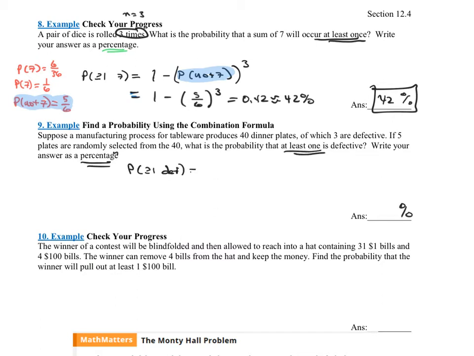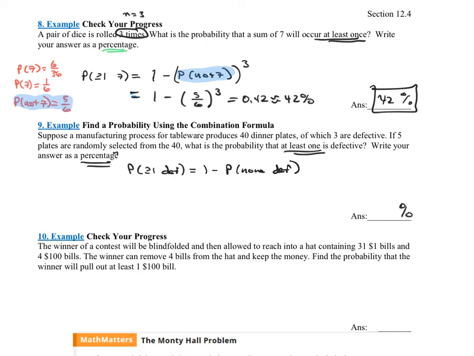well, that has to be equal to 1 minus the probability that none are defective. Now this one's a little bit different because we can't just use the probabilities as we did in the previous time. What we need to think about is how many ways can I pick 5 plates of 40. So now we're going back to what we did at the beginning of the semester, the chapter, which was about combinations and permutations. So here we're going to be using combinations because order does not matter. We're either picking the defective plate or not.